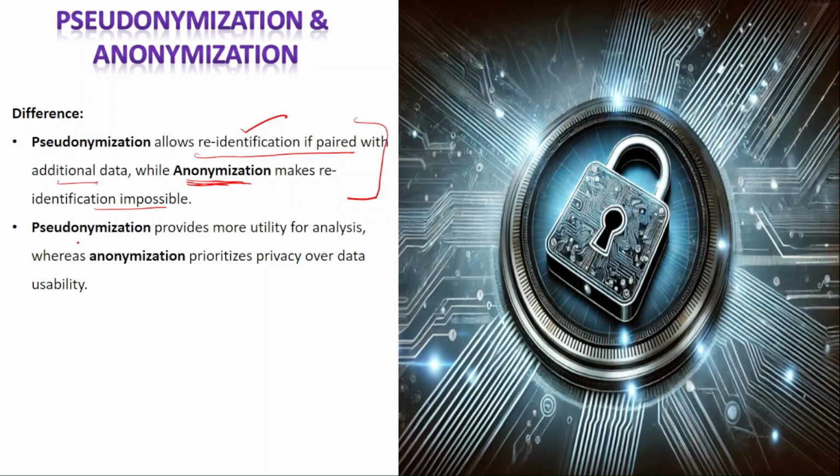data. Pseudonymization provides more utility for analysis, while anonymization prioritizes privacy over data usability. So what does this mean? Since in pseudonymization you have more data, it is useful for analysis and research. While if you require absolute privacy, then you use anonymization, and then you can still use the remaining data, but it is of less significant utility than the data extracted through pseudonymization.